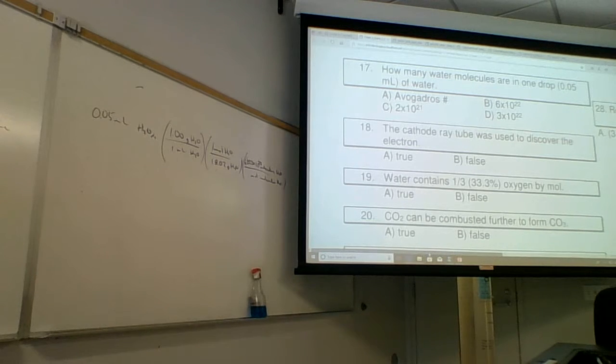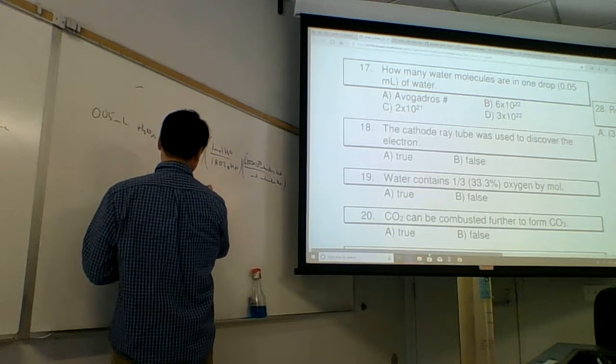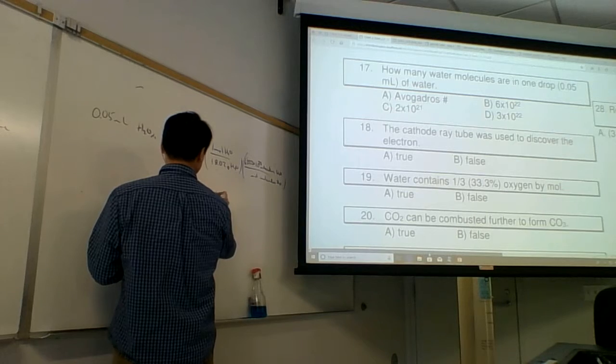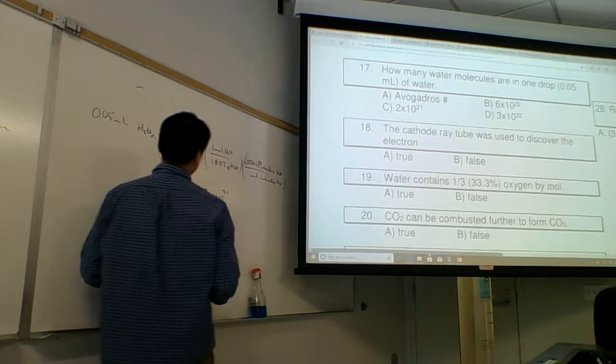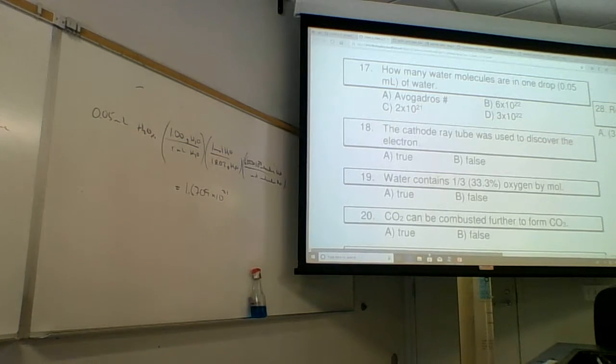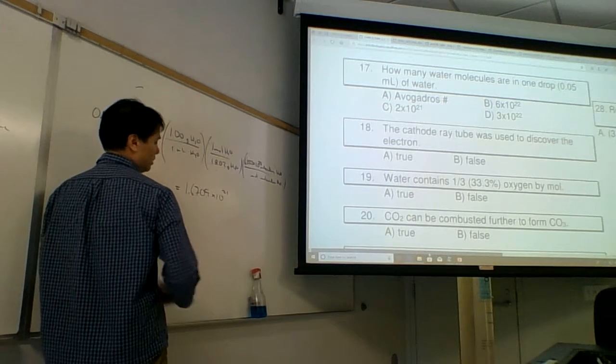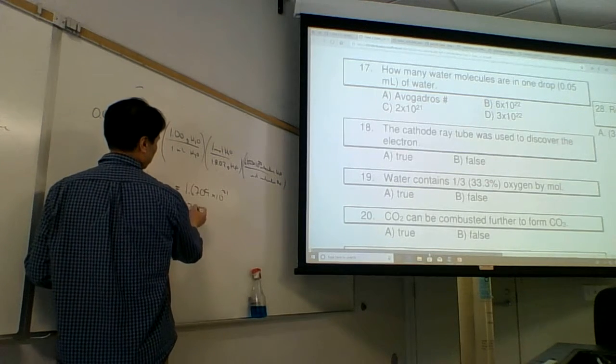0.05 divided by 18.02 times 6.022 times 10 to the 23rd. 1.6709 times 10 to the 21st. Okay, how many sig figs am I allowed? I'm only allowed 1 sig fig here. So if this is 1 sig fig, I have to round it. It's going to round to 2.